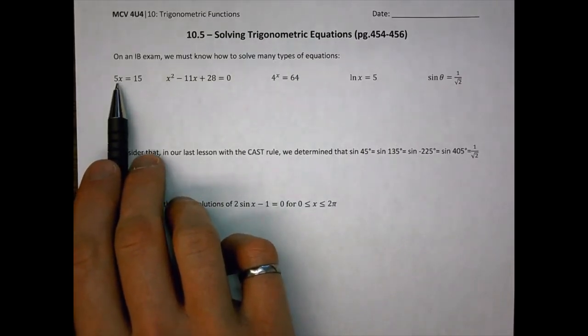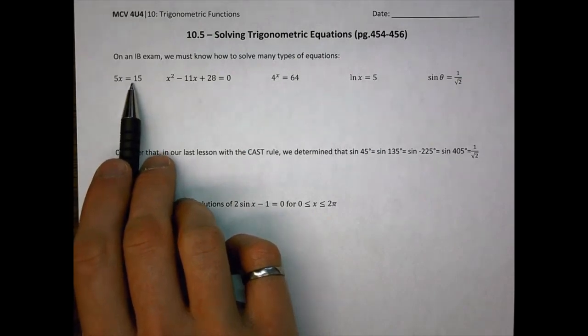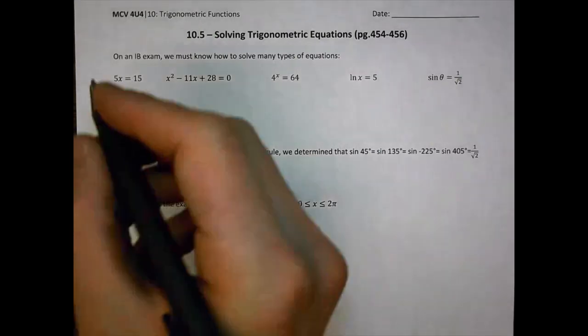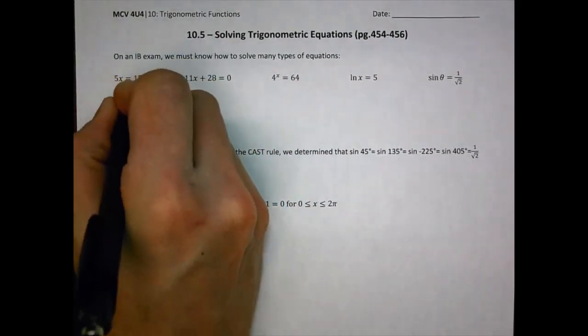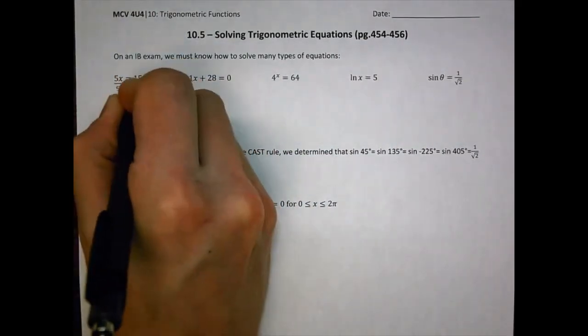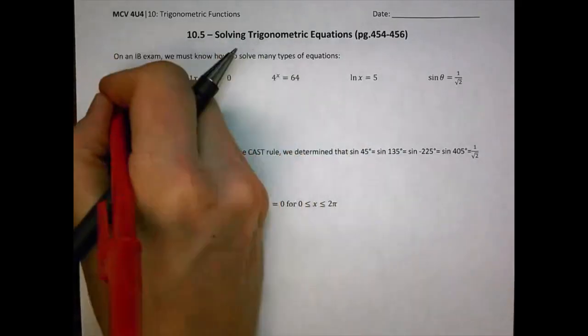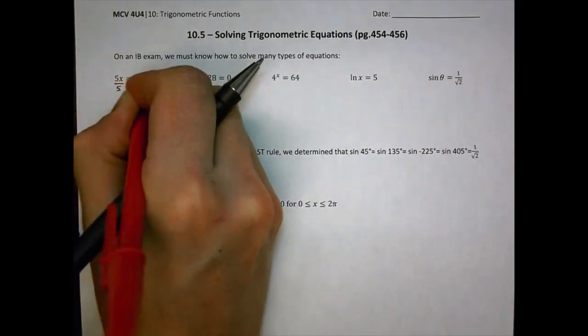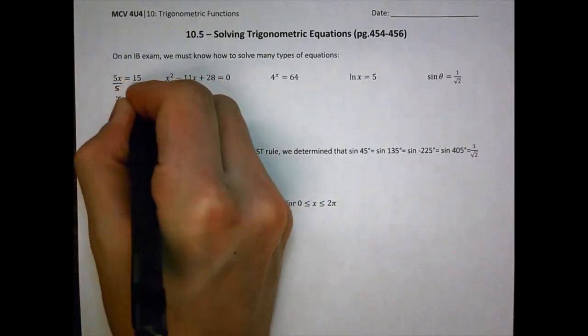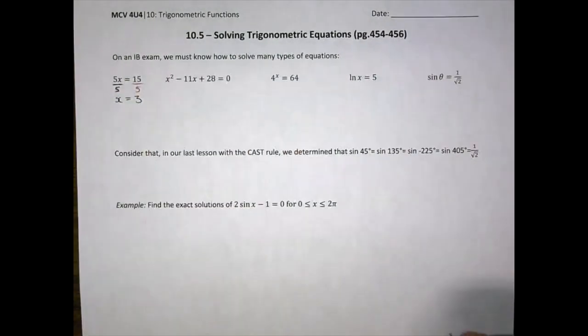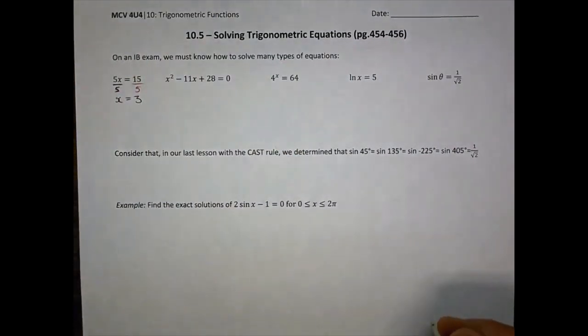How do I figure out what x value makes this statement true? Well, what your math teacher would have shown you back in grade 9 is you want to undo order of operations backwards and you want to get the x by itself. So I'm going to divide both sides by 5. And now the 5's cancel out, so I end up with x is equal to 3. So that was the easiest type of equation. You just need to isolate for x.